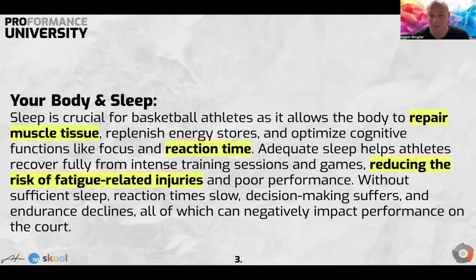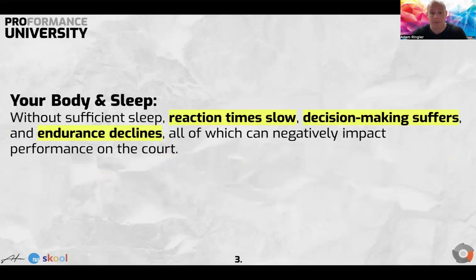So often we see sleep get compromised with new parents, with athletes that are staying up late, still trying to manage their academics, with all of us in the working world that have job responsibilities and deliverables that we have to turn in on time. Sleep often gets put on the back burner. Without sufficient sleep, reaction times are slower, decision making suffers, endurance declines. All of these things can have a negative impact on performance on the court, the pitch, the soccer field, the baseball diamond, the softball diamond, your competitive arena.